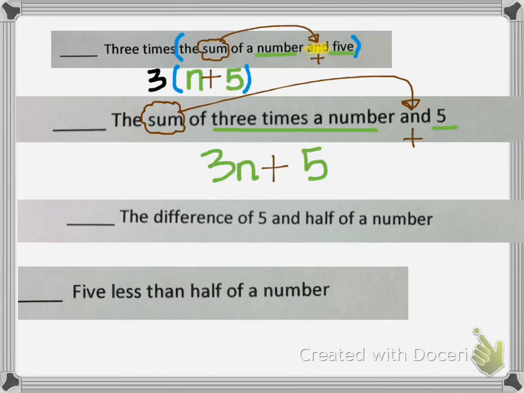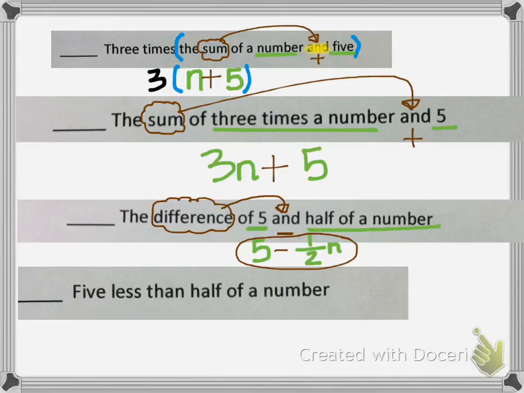Let's look at the next one. The difference of 5 and half of a number. So again, we see our word "and," and when we look back, now the operator is the word difference. So that's going to be where we put our minus sign. Well, what are we finding the difference of? We're finding the difference of 5 and half of a number. So we have 5, and then we have half of a number, and we put our minus sign in between.